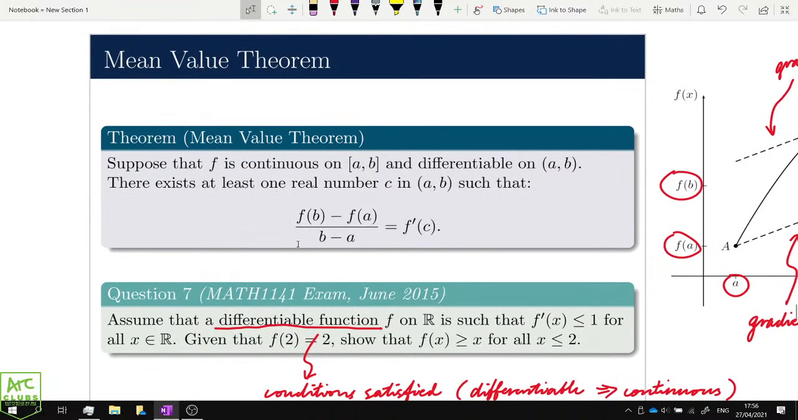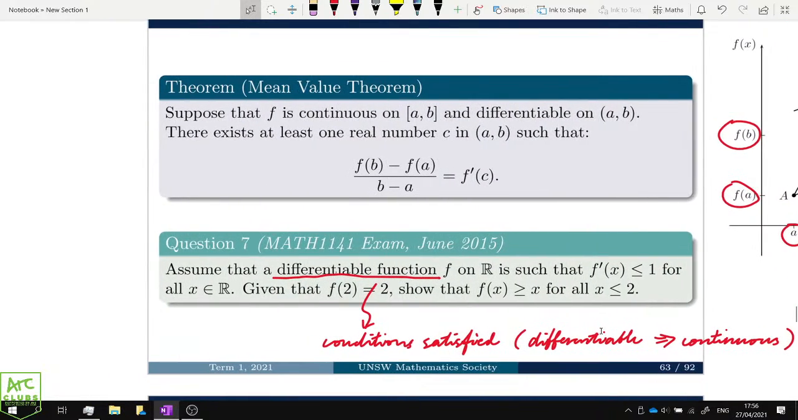Question 7 is from a 1141 exam again. So the question says, assume that differentiable function f on R is such that f dash x is smaller than or equal to 1 for all real x. Given that f2 is equal to 2, show that fx is greater than or equal to x for all x that's smaller than or equal to 2.